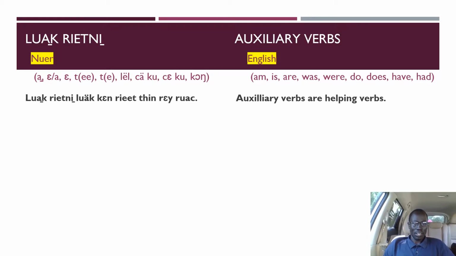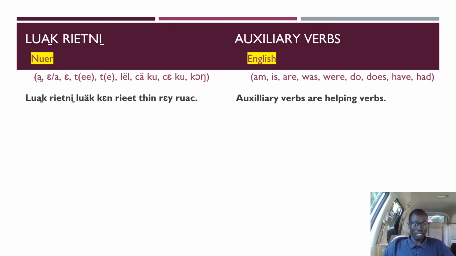See, the bracket is there for you to know that sometimes the double e keeps changing depending on the pronoun you use. That makes Nuer a little bit complicated compared to English. So anything that is in bracket here means the vowel can change depending on the pronouns you're going to use.